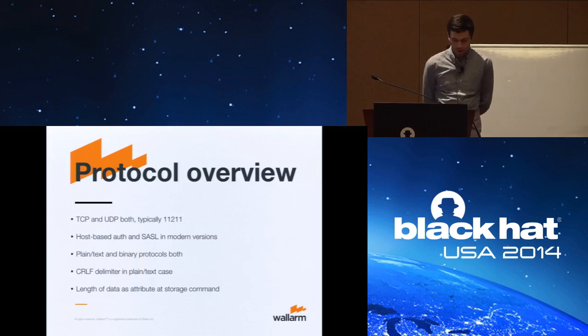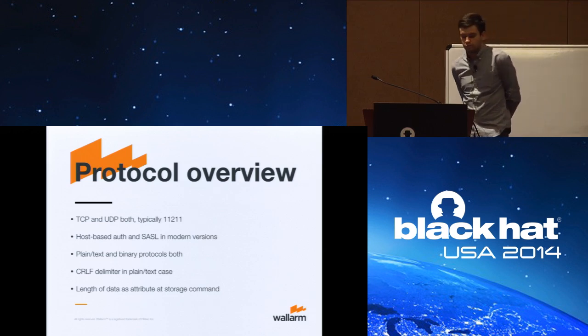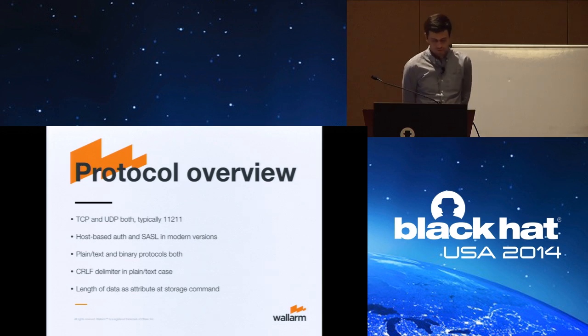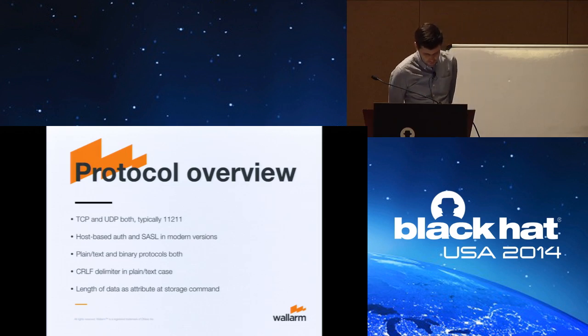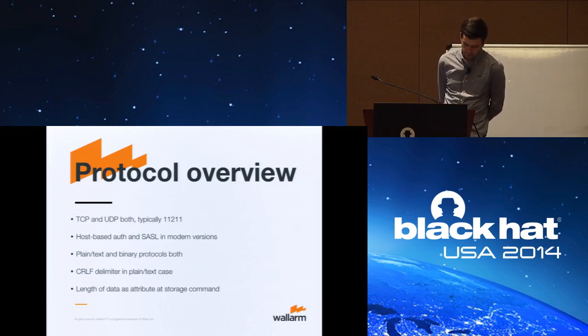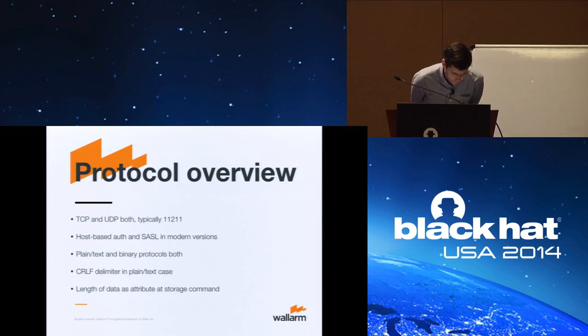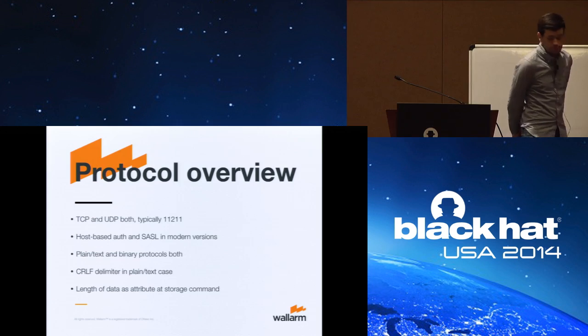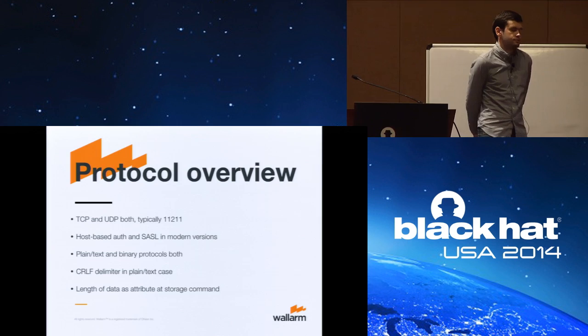And a short protocol overview. Memcached uses both TCP and UDP as transport layer. If you run the Memcached daemon, it opens TCP and UDP ports 11211 both. It's two ports with different protocols. Memcached basically has host-based authentication, but modern versions also support SASL. Plaintext and binary protocols both exist in the Memcached daemon. A client can communicate with the server by plaintext protocol if it wants, and also by binary protocol. In this talk, I researched only the plaintext protocol, for different reasons. And in real-world applications, the plaintext protocol is more popular.